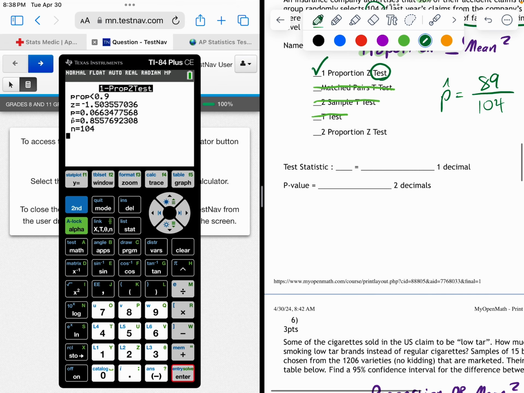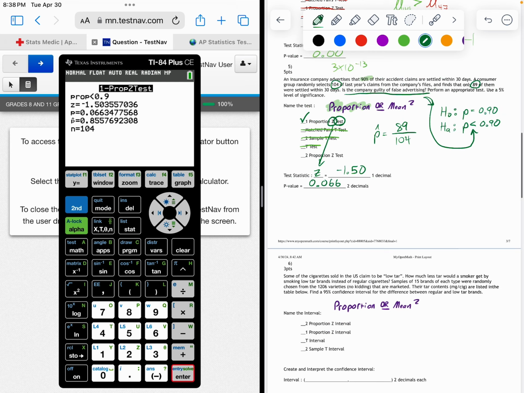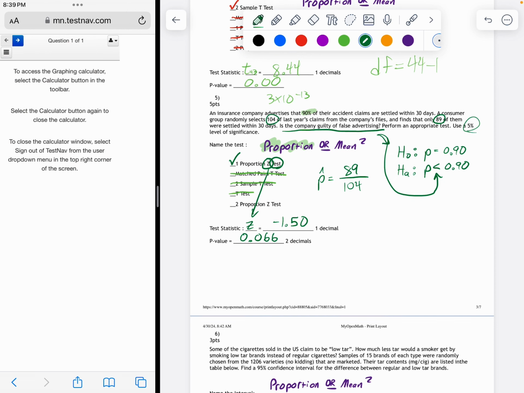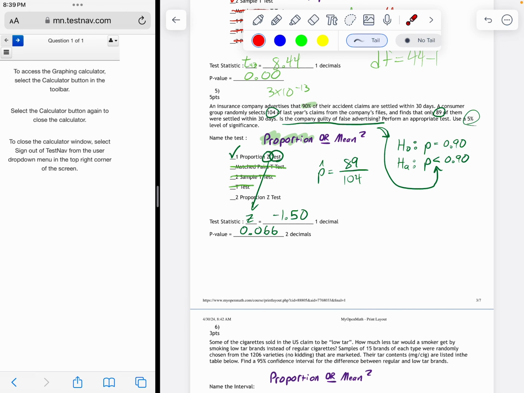The test statistic. This is a z-test, so this is a z-score: negative 1.50. The P-value is, whoa, so close, 0.06. It doesn't ask you to make a conclusion, but they are very, very close to the 5% level of significance. They didn't go below 5%, the company that is. So we would fail to reject this. There's not enough data to support this, is what we would say.